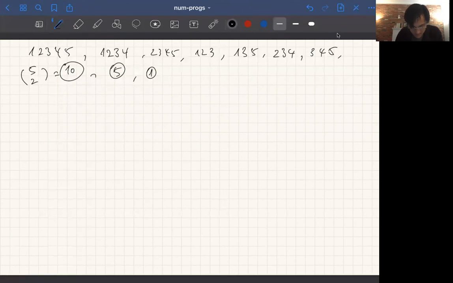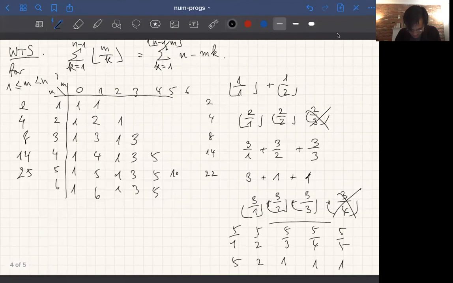Okay, so how many is that? 1, 2, 3, 4, 5, 6, 7. 7. 7 plus 10 plus 6, which is 23. Okay, so it's not 22, it's 23. This doesn't give 23, unless I've counted wrong again.